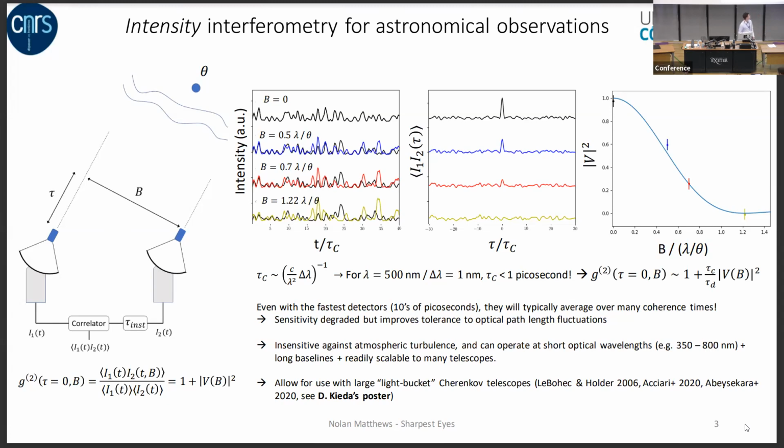This fact has also allowed for its use and realization in large light bucket Cherenkov telescopes. In fact, the work of my PhD thesis was with the VERITAS array. This was realized in 2006 by Guy Le Bohec and Jamie Holder. And now recently, all major IACT arrays, MAGIC, VERITAS, and HESS, are pursuing intensity interferometry observations. You can also see Dave Kieda's poster for that.